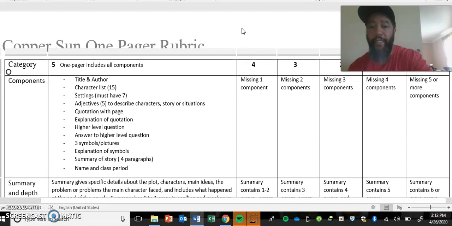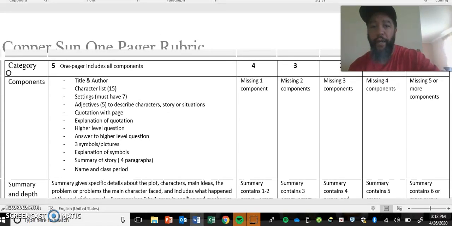Now, if you look here, if you're missing one component, you'll only get 4 points. If you have all these things here, you automatically get 5. If you're missing 1, it's 4. If you're missing 2, it's 3. If you're missing 3 components, it's 2 points. If you miss 4, it's 1. And if you miss 5 or more, you won't get points for this category. So make sure you look at this, check it off, get it all done.